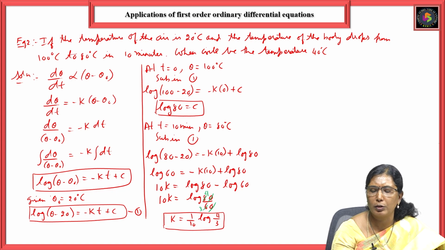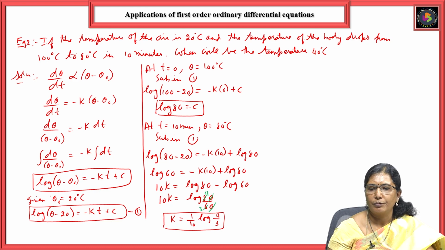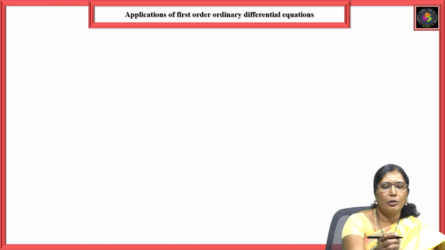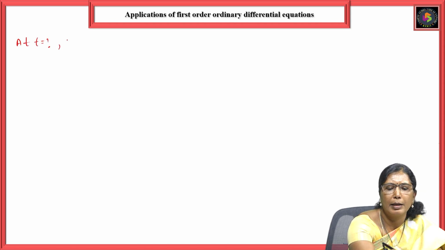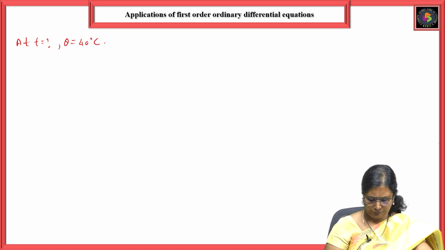Now we got both the values. Now you should find what they have asked. When does the temperature of the body reduce to 40 degrees centigrade? At what time does the temperature reduce to 40 degrees centigrade?